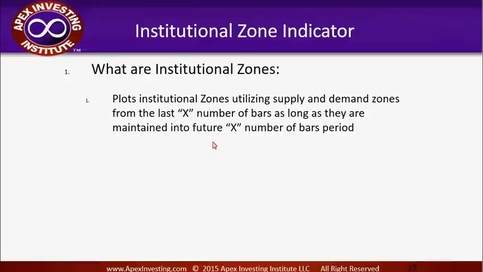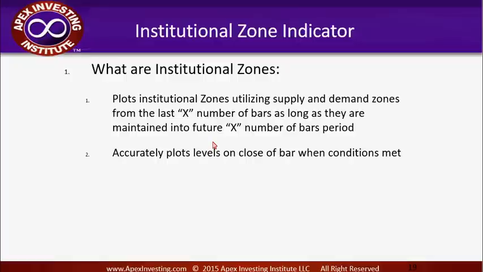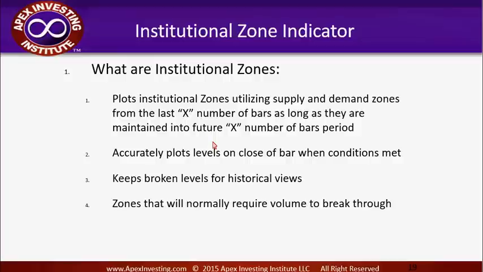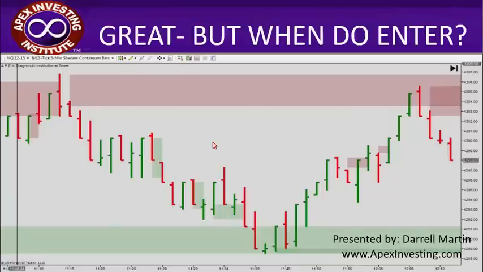Okay, so the institutional zone indicator basically plots these institutional zones utilizing supply and demand zones from the last X number of bars as they're maintained. It plots them historically and shows broken views and so on. I'm not going to bore you with every detail of every one of these indicators. I'll show you where you can get plenty more information on them. Just want to give you a good idea.